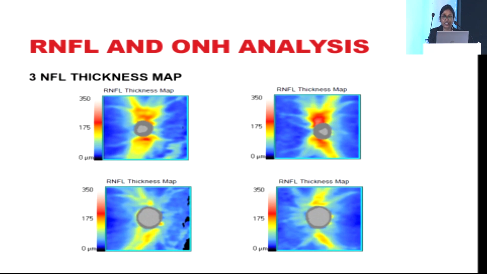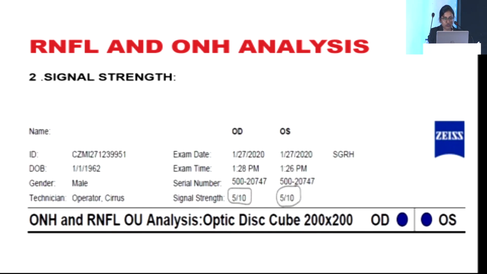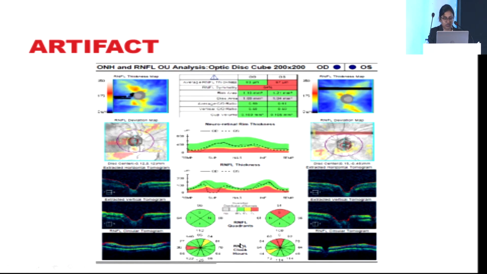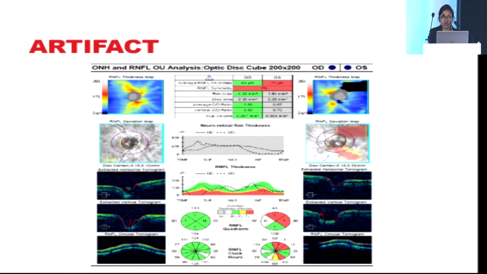We have to identify the artifacts also associated with it because we might misinterpret the report. So there are different artifacts associated with this. For example, in this picture, we can see that there is missing data in the left image on the temporal aspect, and that is misinterpreted as thinning of the retinal nerve fiber layer. So we have to look at the whole picture, not only the retinal nerve fiber layer thickness values. And this artifact is because of media opacity. Any vitreous floaters or vitreous hemorrhage or cataract, any media opacity, will not allow the light beam to pass through it, and that will be misinterpreted in the OCT image.